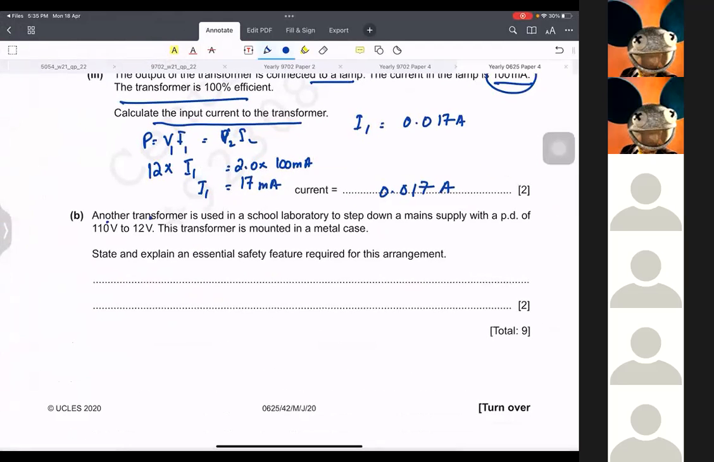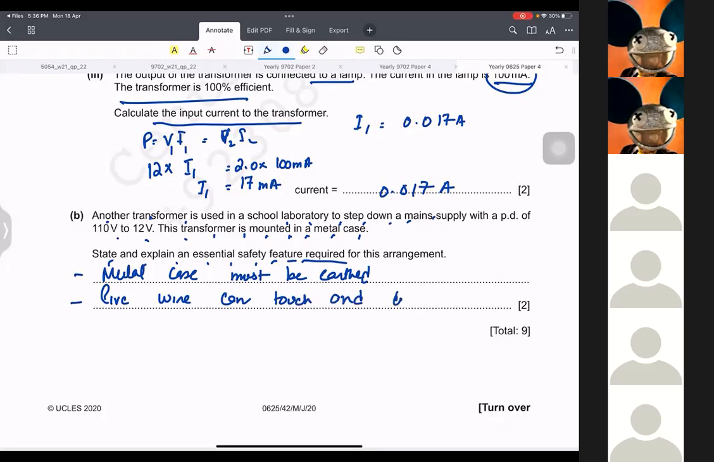Yes, sir. All right. Another transformer is used to step down the mains supply potential difference. The transformer is mounted in a metal case. State and explain an essential safety feature required for this. It should be earthed. The metal case must be earthed. This is because the live wire can touch the case and conduct electricity through it. That's fine.